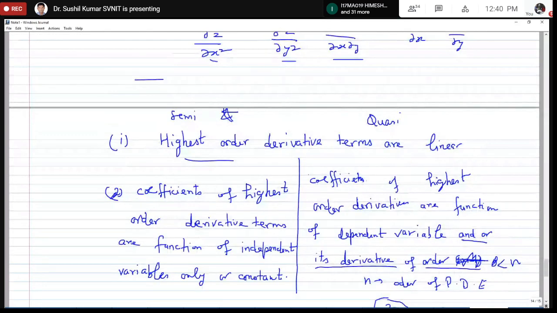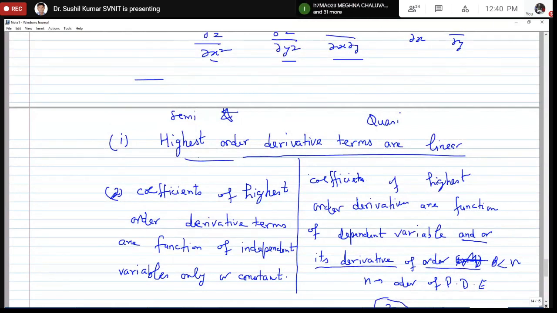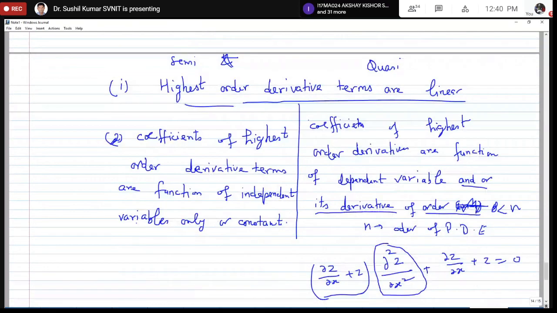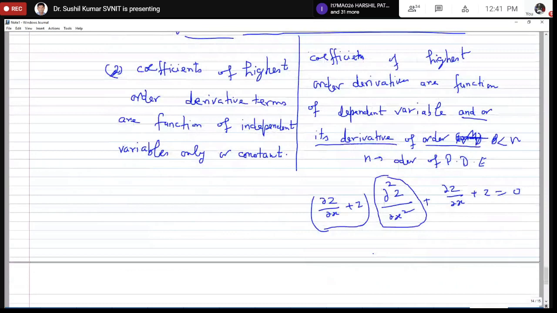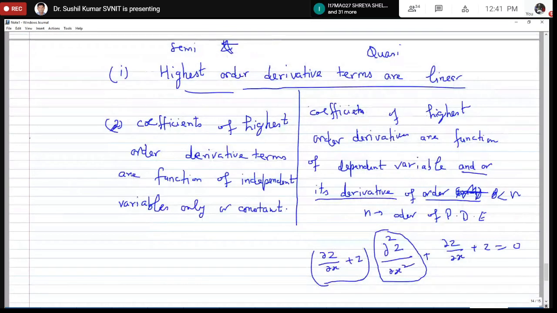So for semilinear and Cauchy linear, we check the terms of highest order derivative only. The first condition is that the power of highest order derivative terms must be 1, and in semilinear, coefficients of these terms must be functions of independent variable only or constant. But in case of Cauchy linear, coefficients are functions of dependent variable and its derivative up to order n minus 1. Now, any query in the definition of semilinear and Cauchy linear? If the first condition is not true, meaning highest order derivative terms are not linear, then it is highly nonlinear.